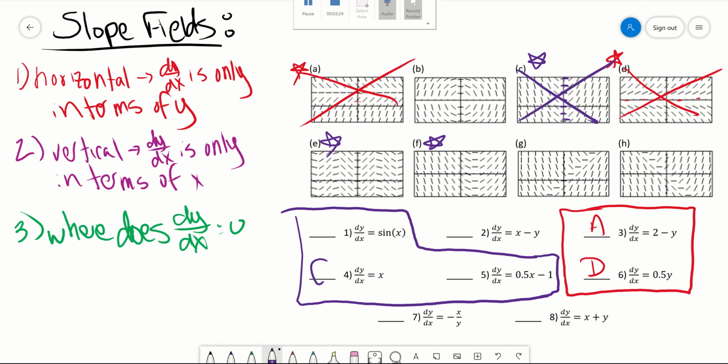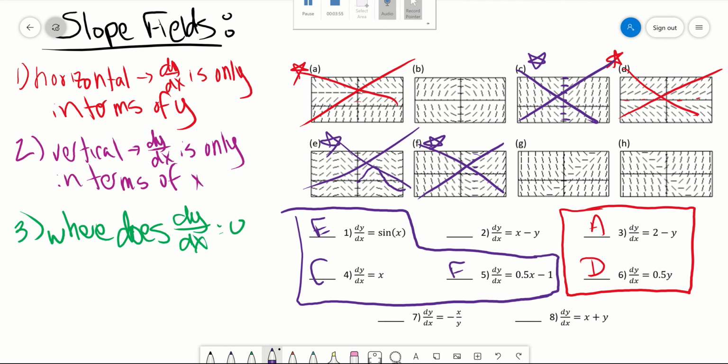For 5, you would need to think through, if I plugged in 2, 1/2 times 2 is 1, minus 1 is 0. So it looks like right here at 2, all of your slopes are 0. So this one is F, which means this one by default has to be E. And if you look, you can see that it looks like a graph of sine as you start drawing things through there. Okay, so then that leaves us with 2, 7, and 8.